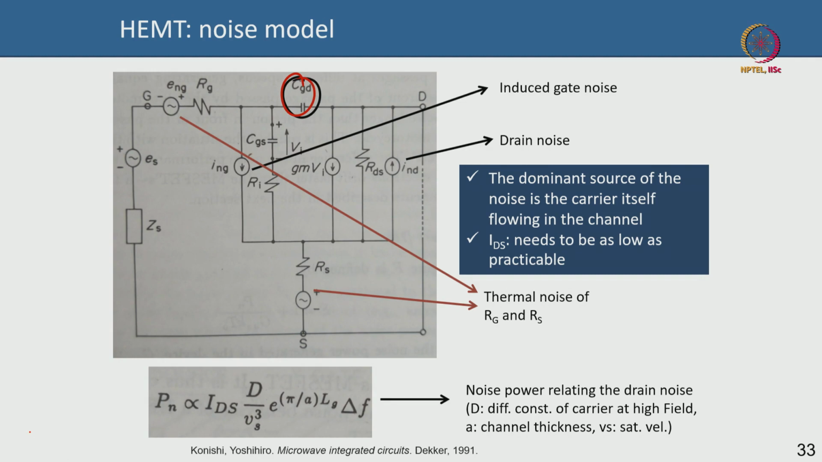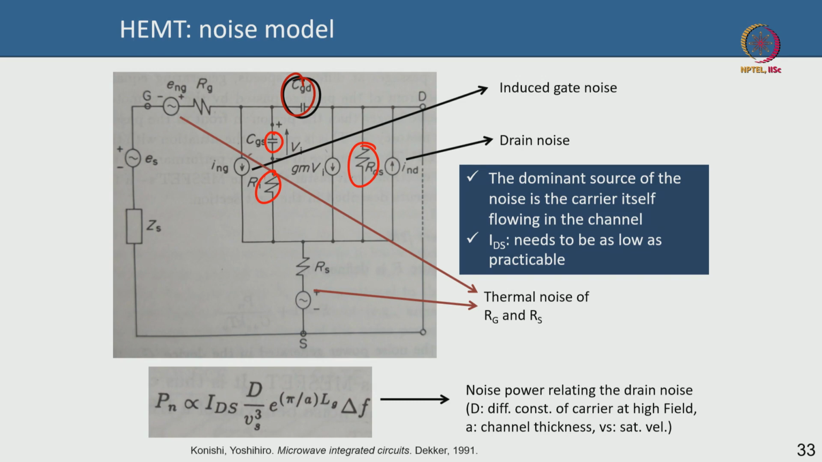This is your gate to source capacitance. This is your output channel, this is output resistance, this is your barrier resistance, it should be infinity, I told you, right, the AlGaAs barrier. Okay, however in a noise model we do not have to consider many of the things as in a normal small signal model.